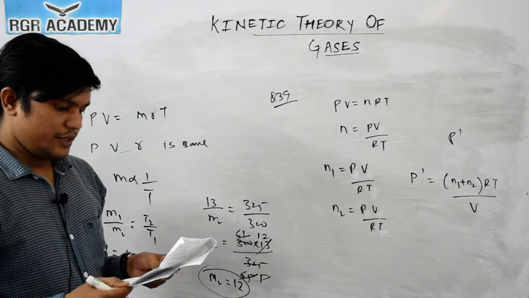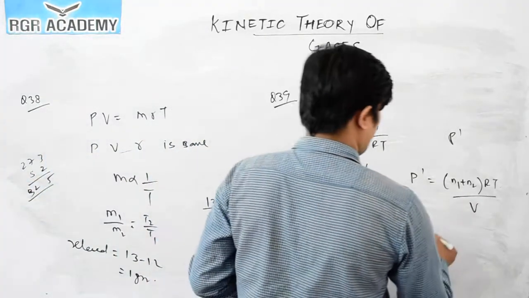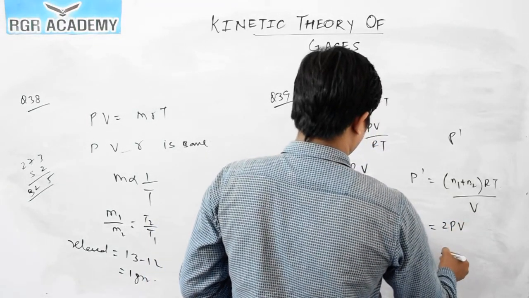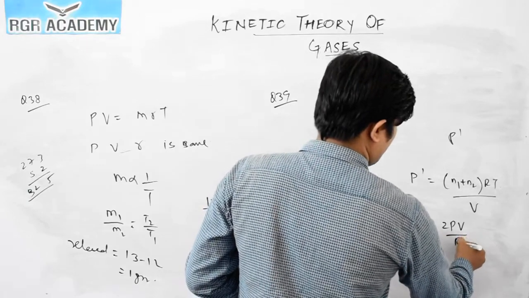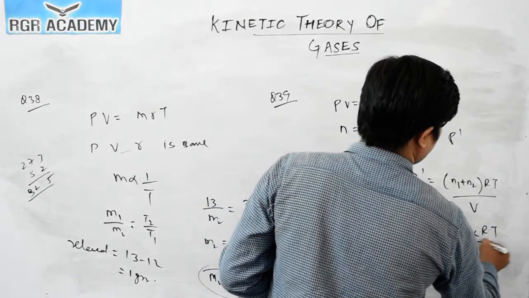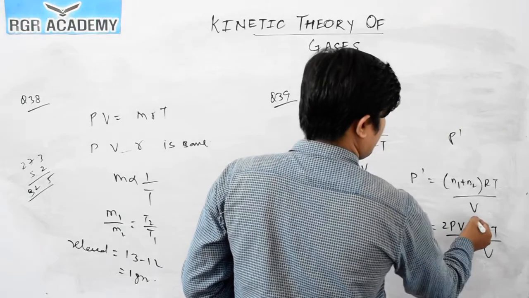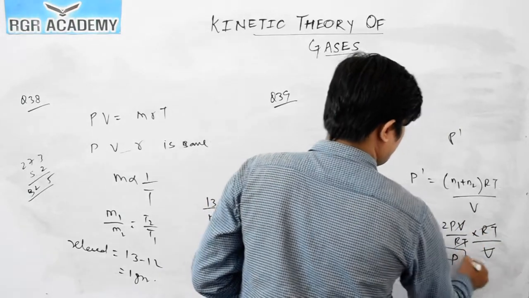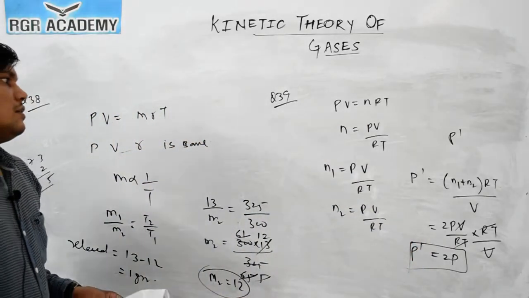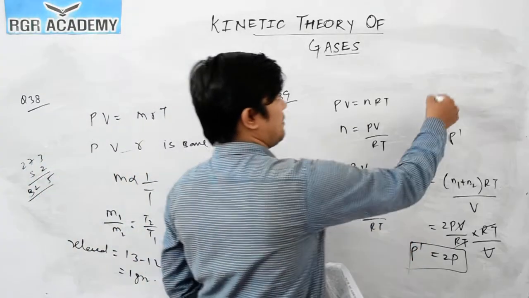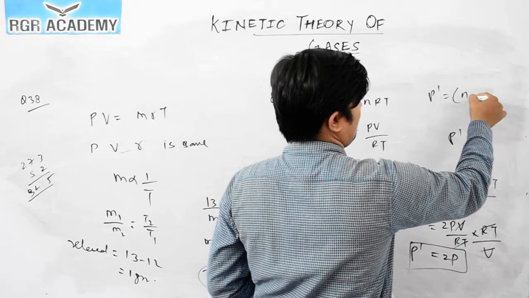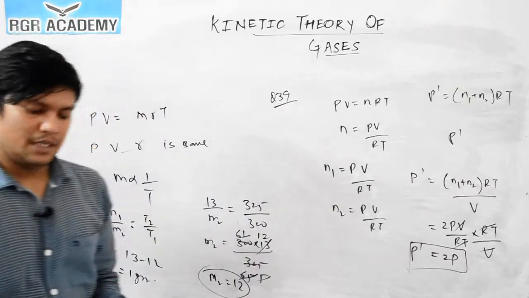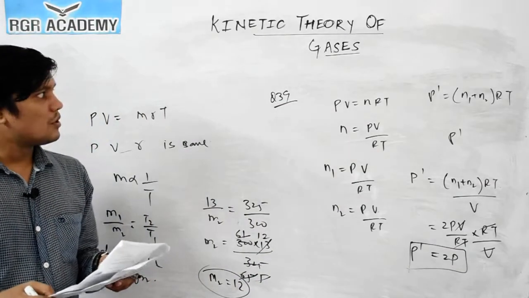So if you put the values here, what you will get? It will be equals to N1 plus N2 is 2 PV by RT into RT by V. So RT will cancel out, V and V will cancel out, so P dash will be equals to 2 times of P, okay. P dash we can write down as equals to total number of moles R into T, because temperature will remain same. Now we will move on to question number 40.